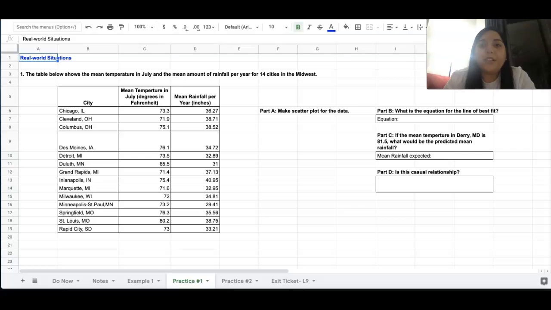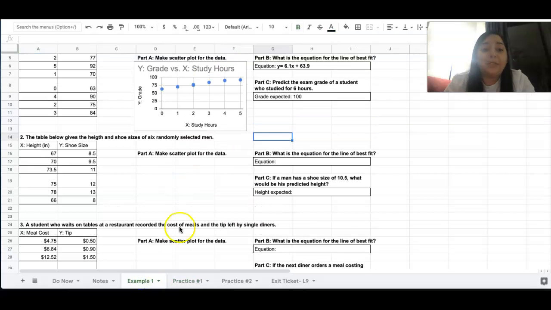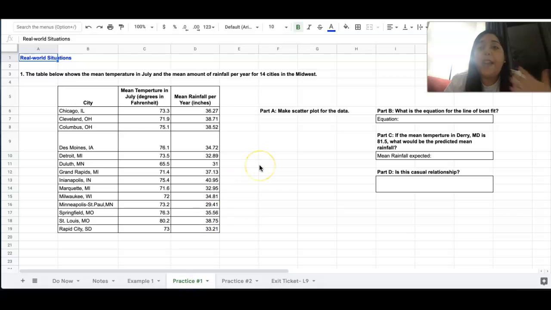So now let's go ahead and go into the real world situations here. Here it has a table shown below, the mean temperature in July and the mean amount of rainfall per 14 cities in the Midwest. Again, we are doing all parts. Parts A, B, and C are just like what you did for these examples. So let's go ahead and do that.